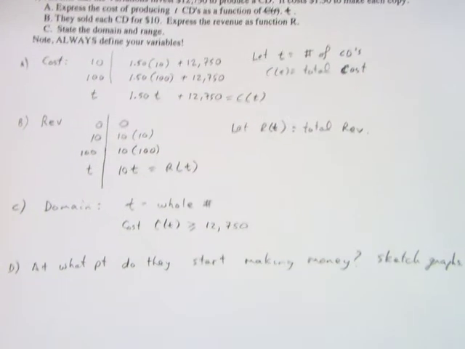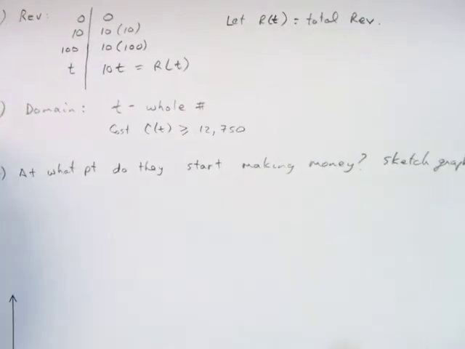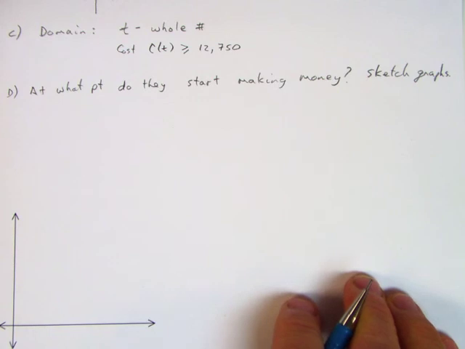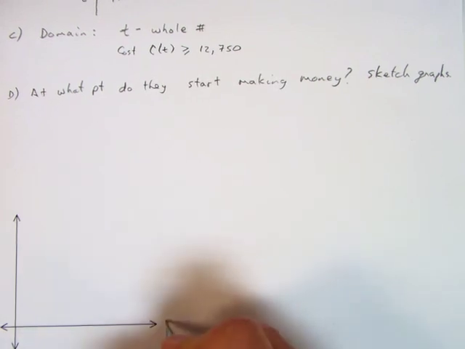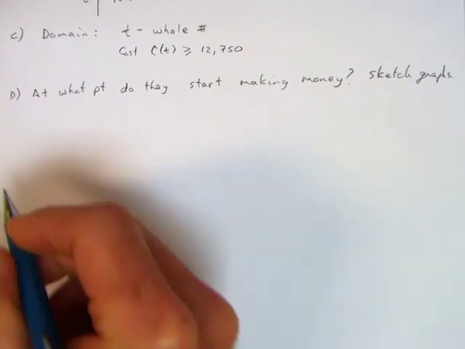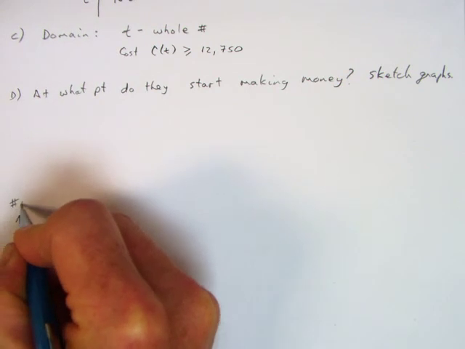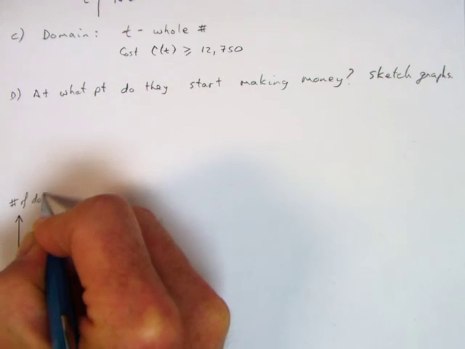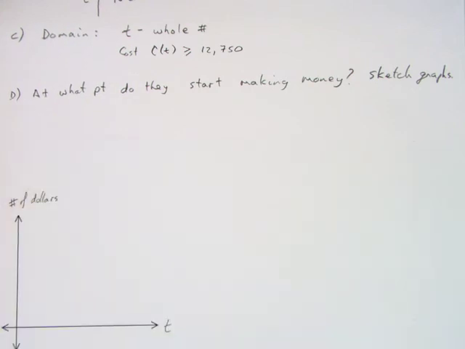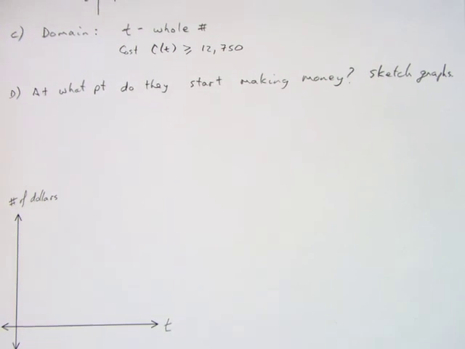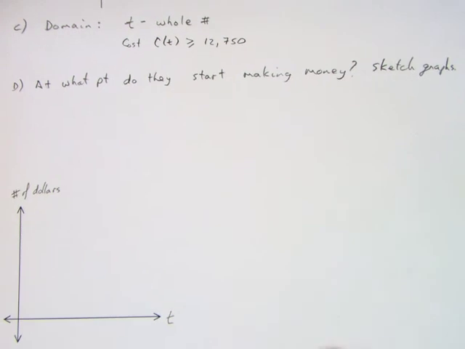Notice at the bottom of the page I have an XY axis set up, or in this case we don't have X and Y. We'll have T, and we'll have basically number of dollars. We're not going to graph it exactly. What we really want to look at is a rough idea of what's going on.